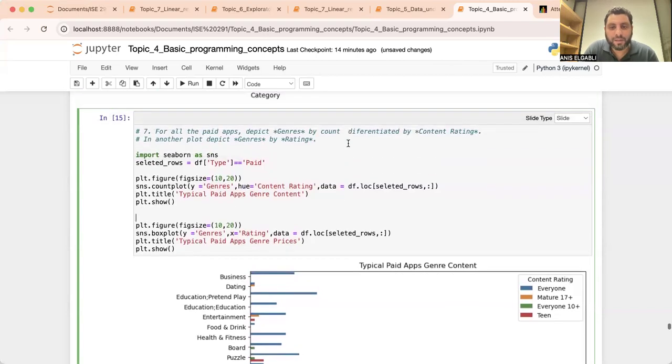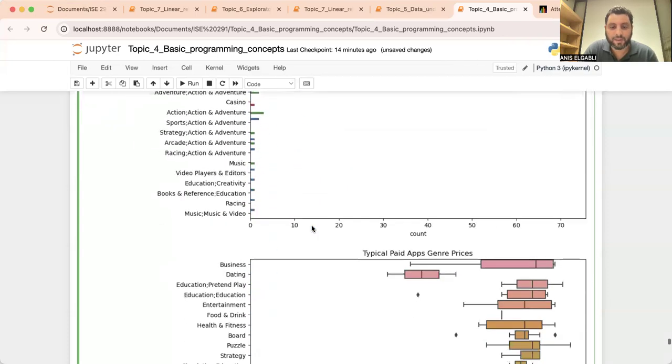For the second one, in another plot, depict genres by rating. The content rating is categorical, so both were categorical attributes, and that's why we used count plot. But now rating is a numerical attribute, so we use box plot. We plot the statistics of the numerical attribute rating, differentiated by the different categories of the attribute genres. And this is what we get here.